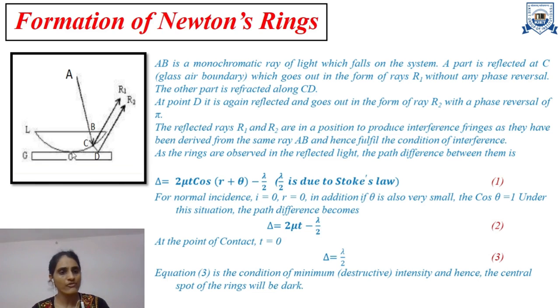And at the point of contact, where the plano-convex lens L meets the glass plate G, that is this point O, at this point of contact the thickness is 0 and the thickness gradually increases as we move away from the center on both the sides. So at the point of contact, thickness is 0, so path difference is equal to lambda by 2. And this equation 3 is the condition of destructive interference pattern. Hence, in Newton's rings, the central spot of the ring is dark.